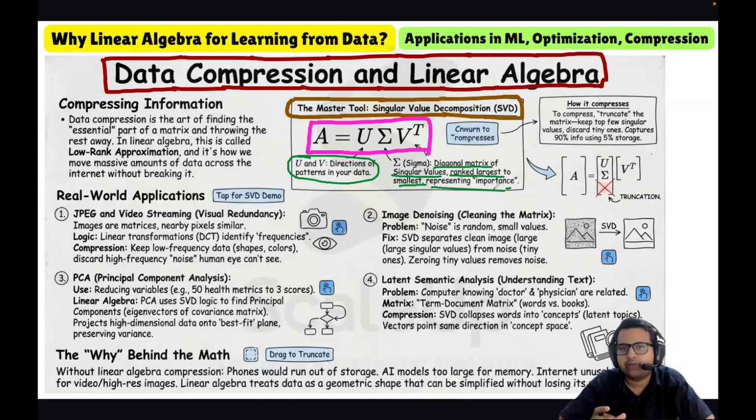So in a singular value decomposition, we decompose any matrix A into three parts: U, sigma, V transpose. U and V represent the directions of patterns in your data, and sigma is a diagonal matrix of singular values, ranked from largest to smallest, representing the importance of each pattern. Now, how exactly does SVD compress the data? To compress data, you simply truncate the matrix.